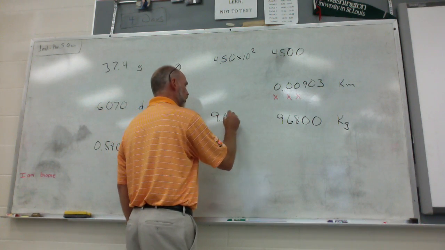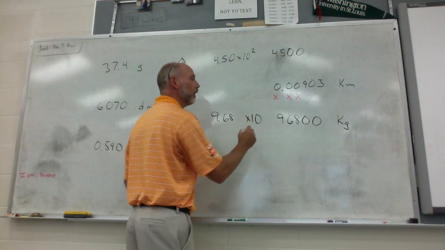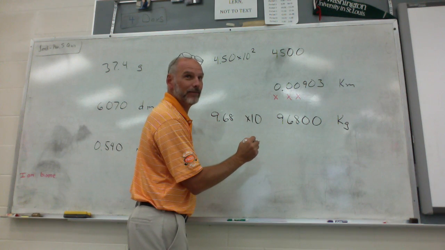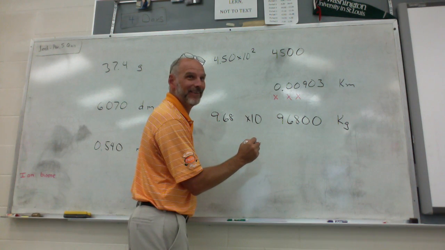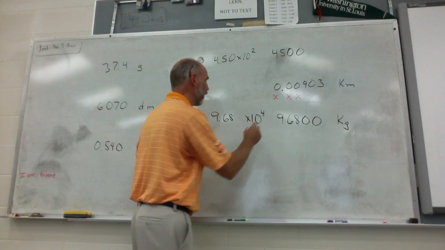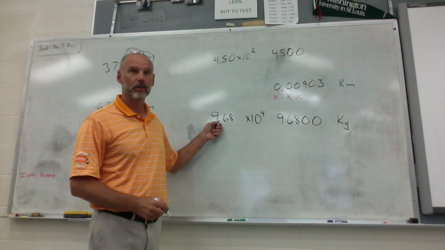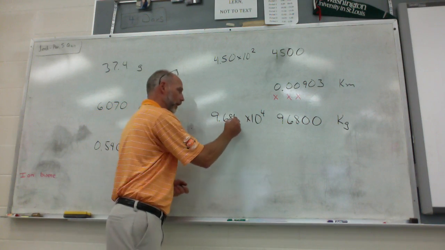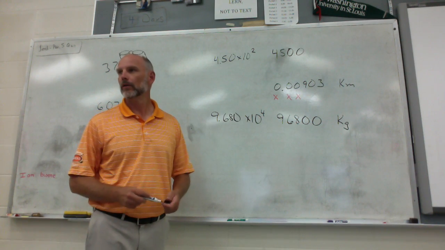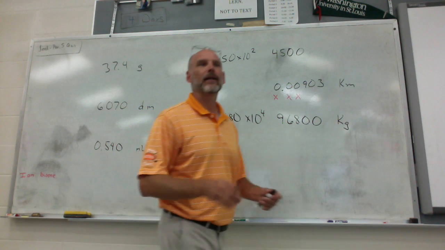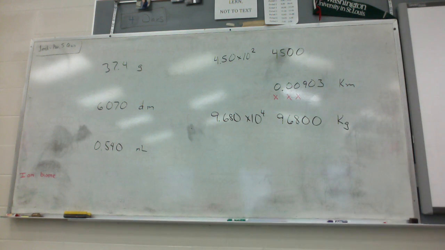So 9.68 times 10 to the 4th, but we still have a problem. That's still only 3 significant figures. Put a 0 here. Boom. There's your 4th. There you go. That's how we would write that if we needed to force significant figures.